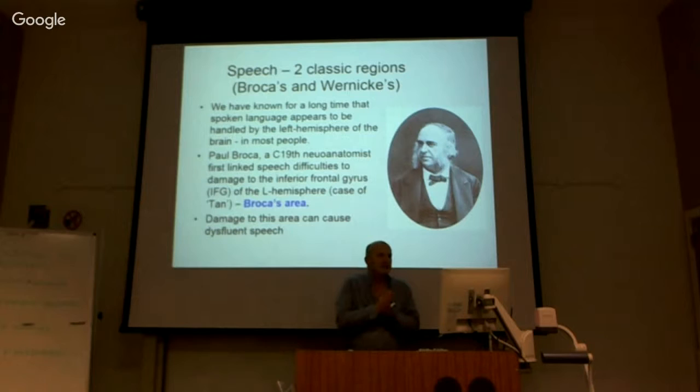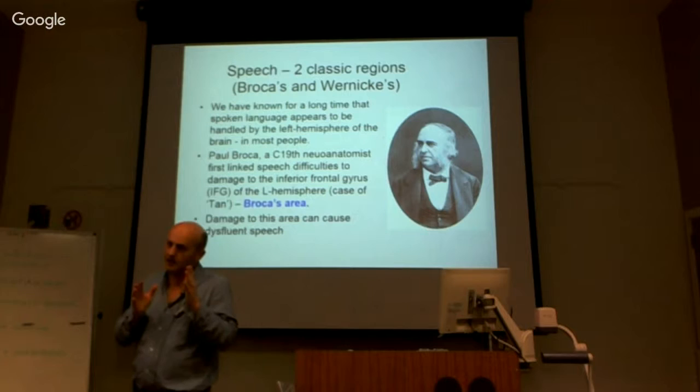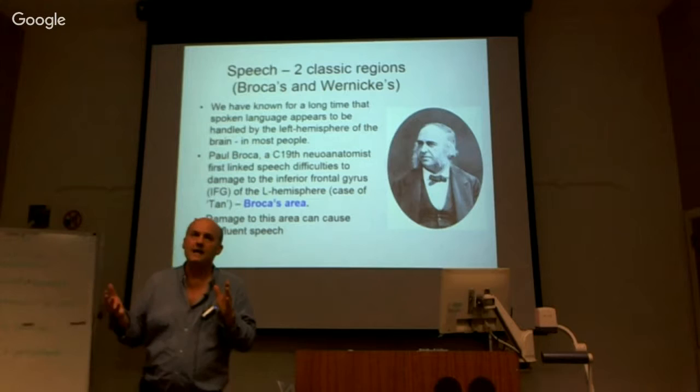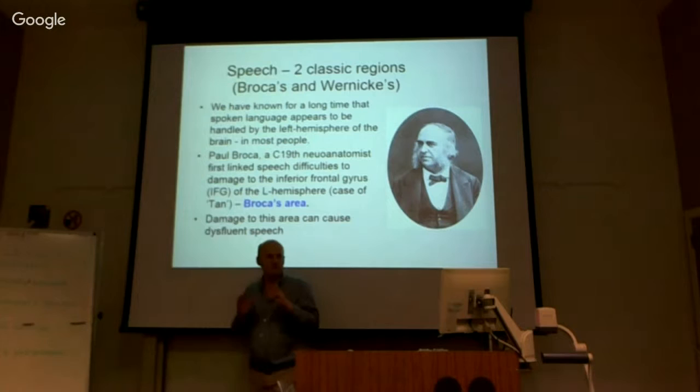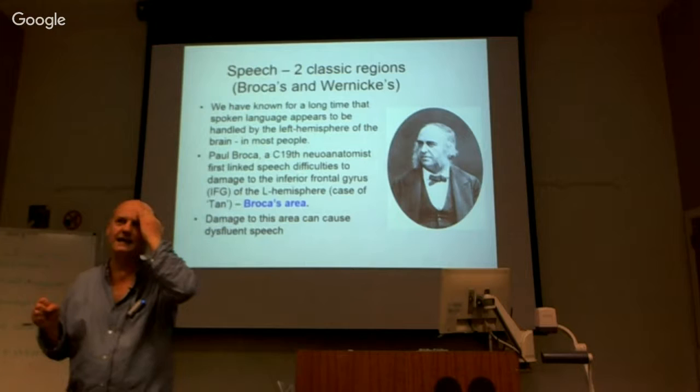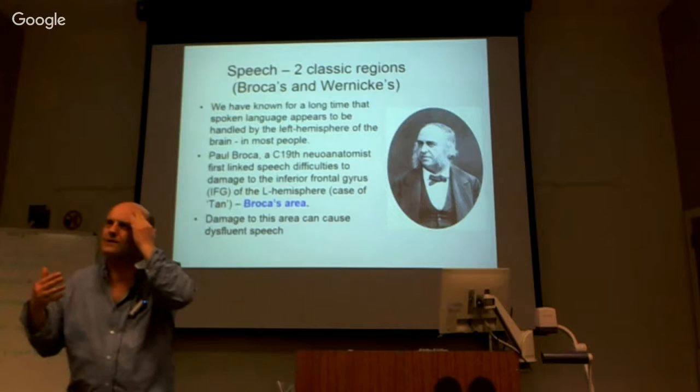So we have known for a long time that a large amount of language is handled by the left hemisphere, but there are right hemisphere regions that get involved as well. There are two particular regions that came to the attention of neuroscientists very early on in the 19th century. One of them was Broca's area, and Paul Broca noticed that when people had damage to this region of the brain here, they just had trouble articulating the words, essentially.